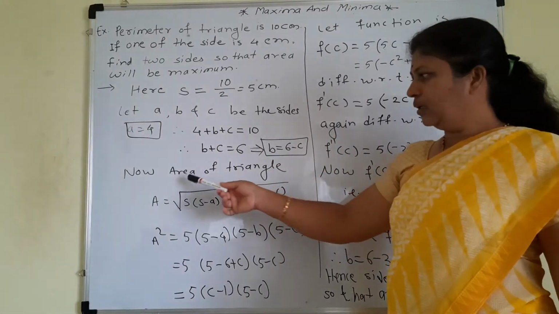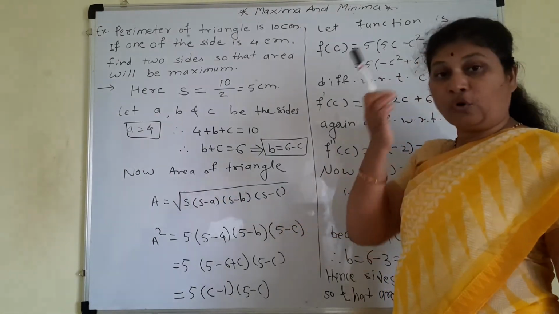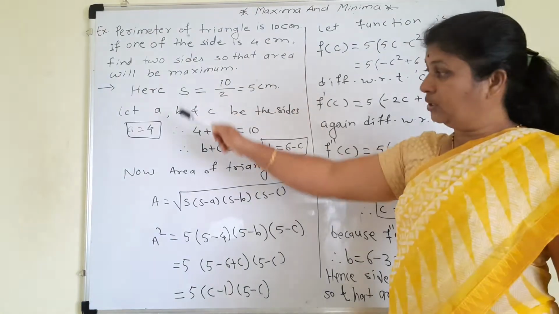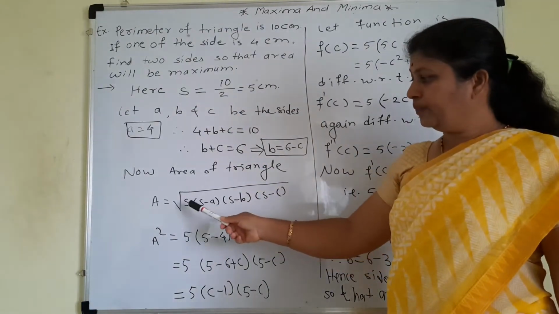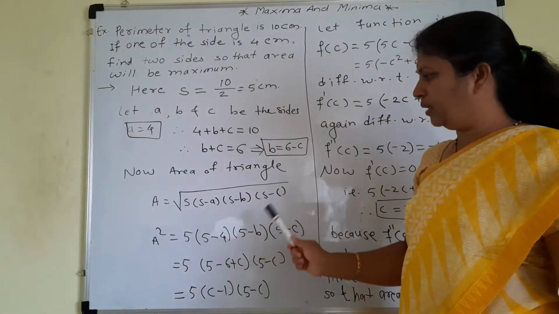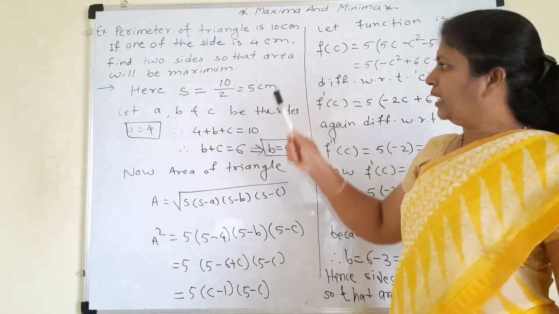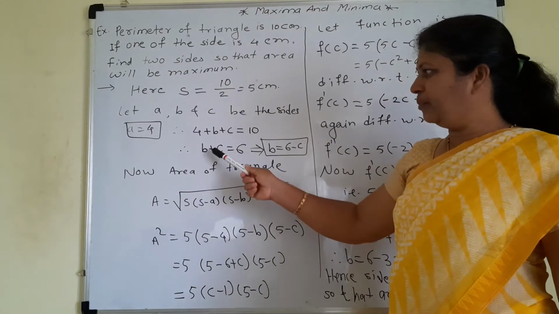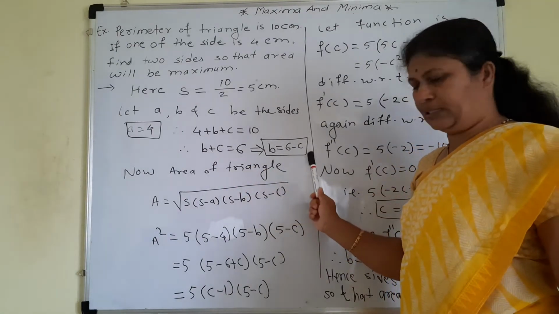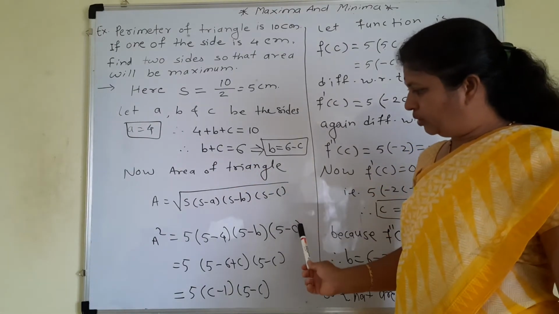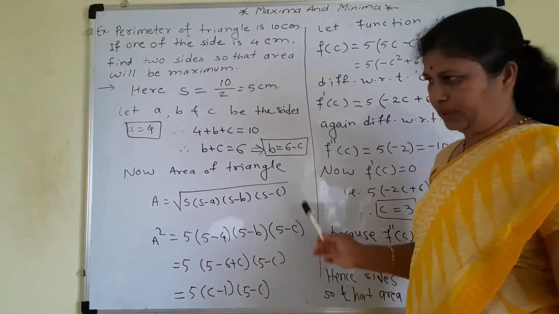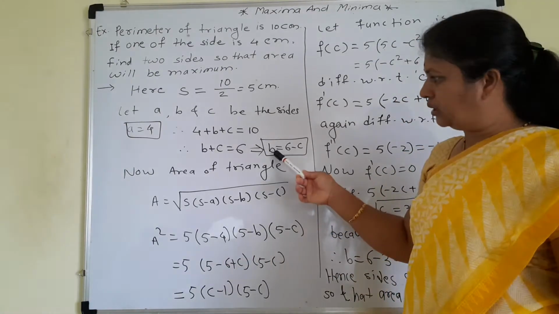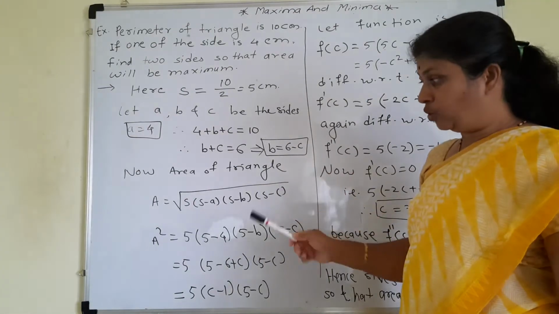After that, for the area of the triangle, I know the formula using this information: S into S minus a into S minus b into S minus c. S is already obtained, a is given as 4, and b in terms of c is there. So I will have the function in terms of c only. Because of this purpose, we convert b in terms of c. Otherwise, what will happen?